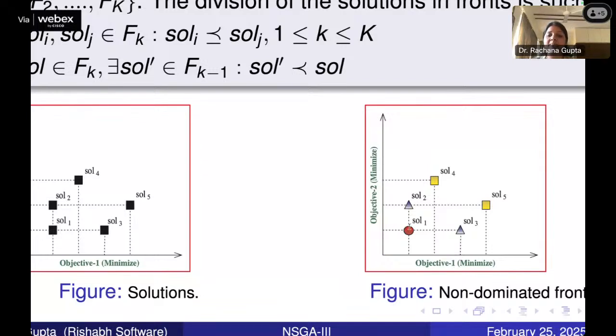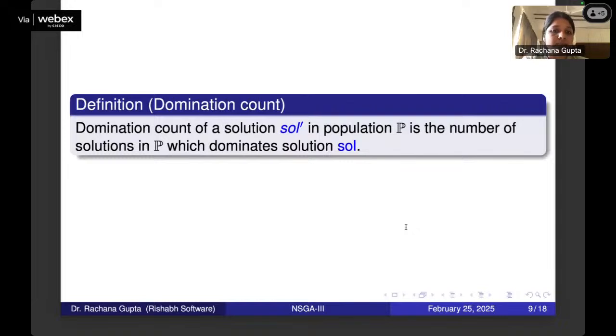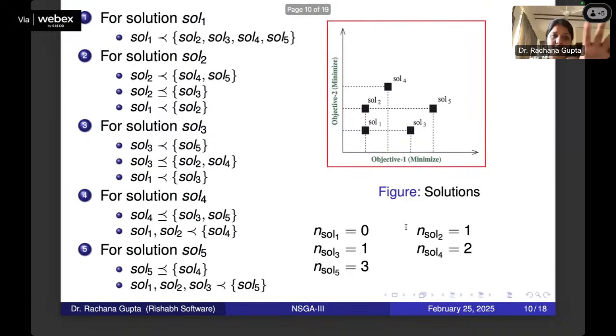Okay, and when I say that solution 1 dominates solution 2 or solution 3, it means that, let's suppose we compare it to solution 2, solution 1 and solution 2 are the same in objective 1, but solution 1 is less, or best, compared to solution 2 in objective 2. So that means solution 1 dominates solution 2, right? Okay, now we will understand in more detail. I'll tell you about the domination count after this.